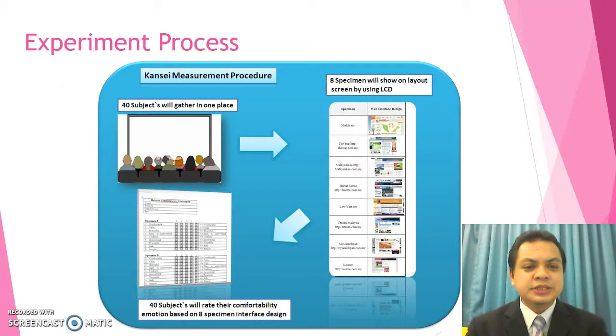So the experiment process starts with the 40 subjects gathered in one place here, and then 8 specimens, actually this is 9 specimens, will be shown on the layout screen using LCDs, and then they will rate their emotions on the measurement checklist.